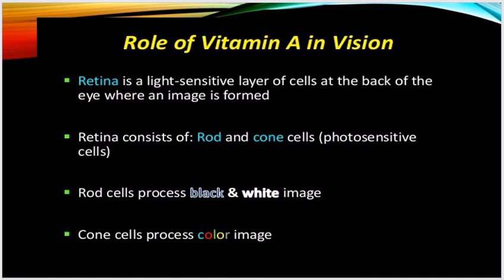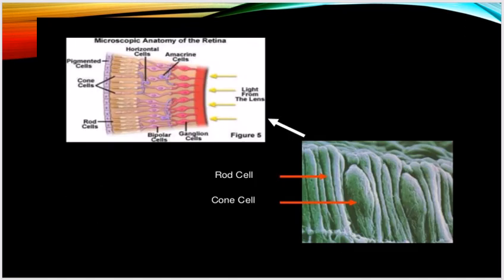The retina has two types of photoreceptor cells. One is the cone cells and the other is the rod cells. The cone cells are specialized for the color and the detailed vision in the bright light, and the rod cells are involved in the night vision, which is affected by the vitamin A deficiency. The human retina has about 3 million cone cells and 1 billion rod cells.